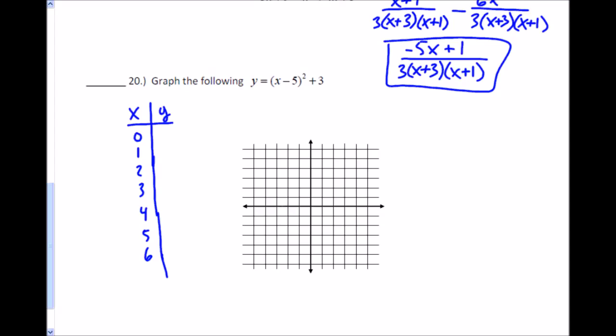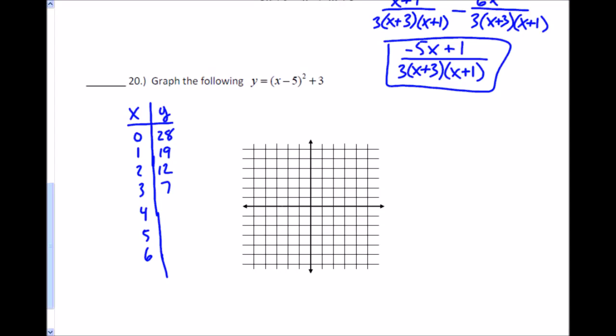If I plug a 0 in, I get a negative 5 squared, which is 25 plus 3 is a 28. So right away, that is a huge value that I'm not even going to be able to fit on this graph. So I keep going. Maybe I plug the 1 in. That gives me a negative 4 squared is 16 plus 3 is a 19. So I'm getting a little bit closer. 2 minus 5 is a negative 3. I square it. That's a 9 plus 3 is a 12. So I'm getting a little bit closer. I plug the 3 in. I get a negative 2 squared, which is a 4, plus 3 is a 7.